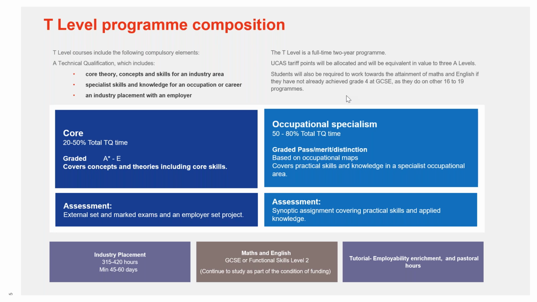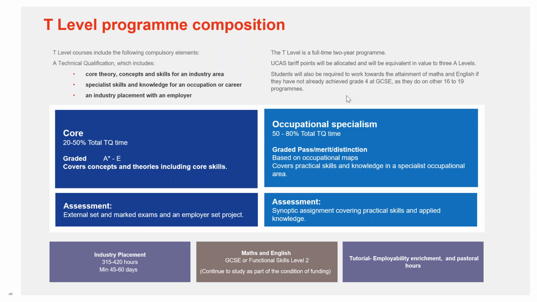You will all be aware that T-level is a full-time 2-year programme. It will be allocated UCAS tariff points, so it will be compatible in value to 3 A levels, very similar to how the technical qualifications, the 1080s, work now. Students will also be required to work towards the attainment of maths and English at grade 4, as they do on other 16 to 19 programmes. Note, this is now working towards. They don't necessarily have to have achieved them by the end of the programme, but as a condition of funding, they must continue to study towards maths and English at level 2 or GCSE.